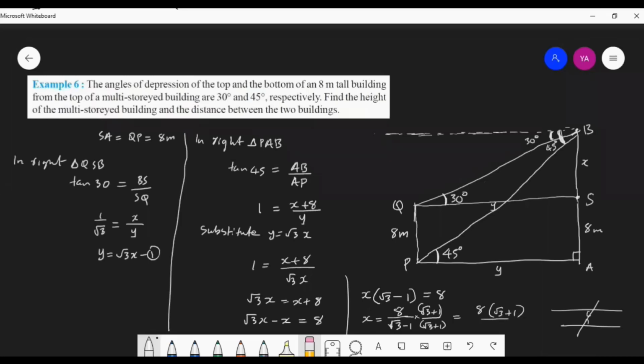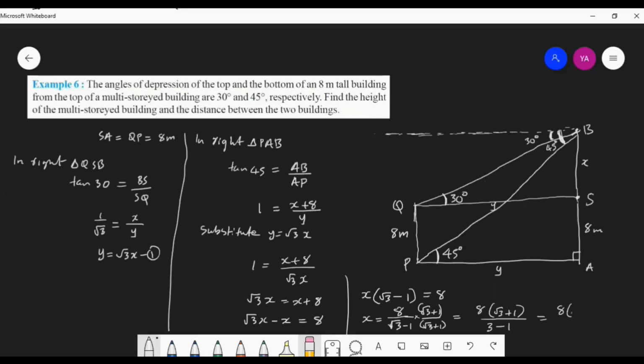And in the denominator, what will come? Root 3 square minus 1 square. Root 3 square will become 3, and 1 square is 1, so 3 minus 1 is 2. So next step, what will come? 4 root 3 plus 1.